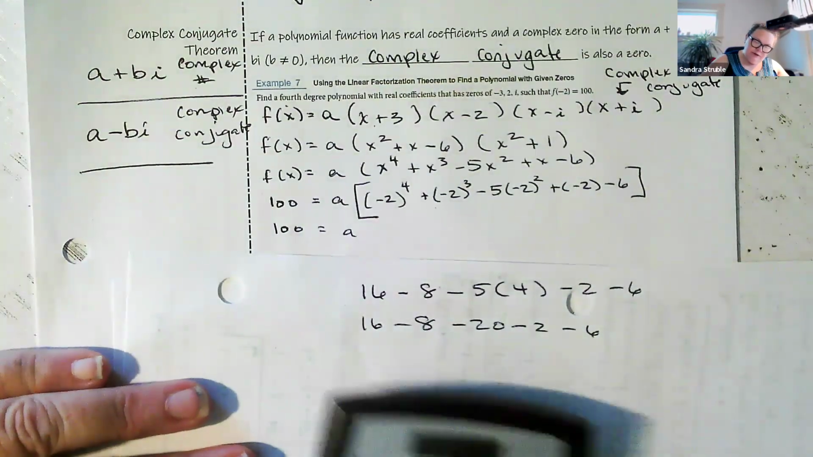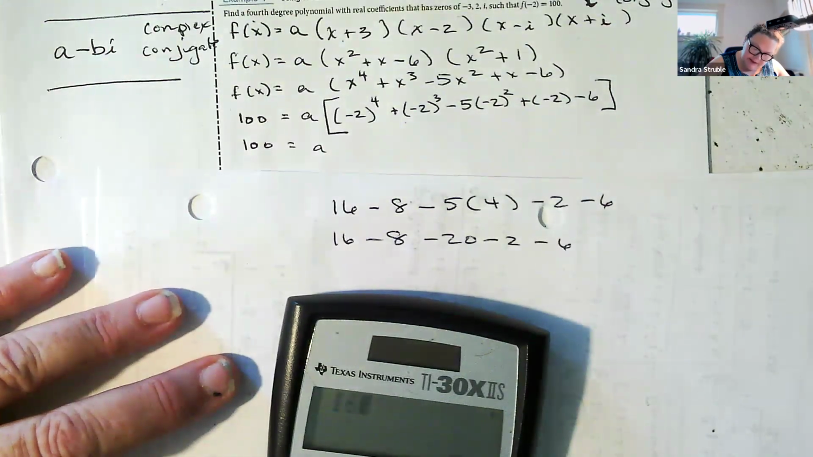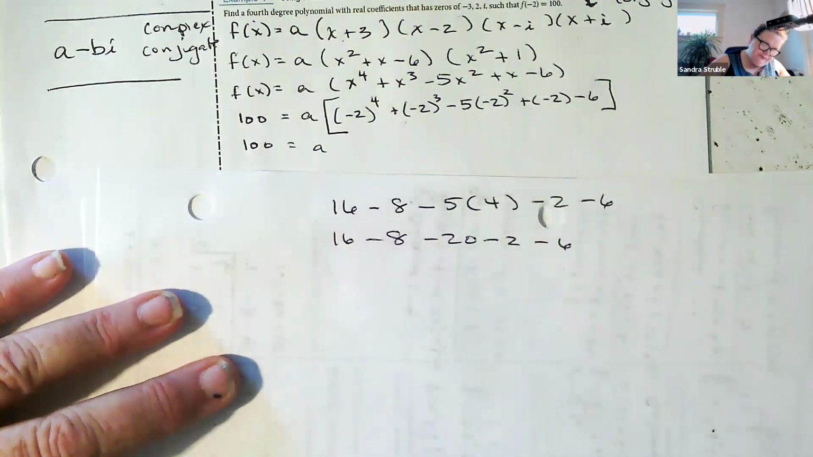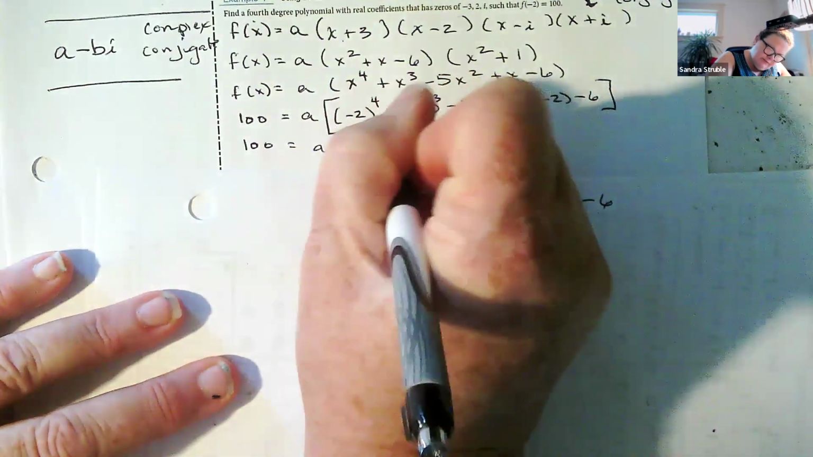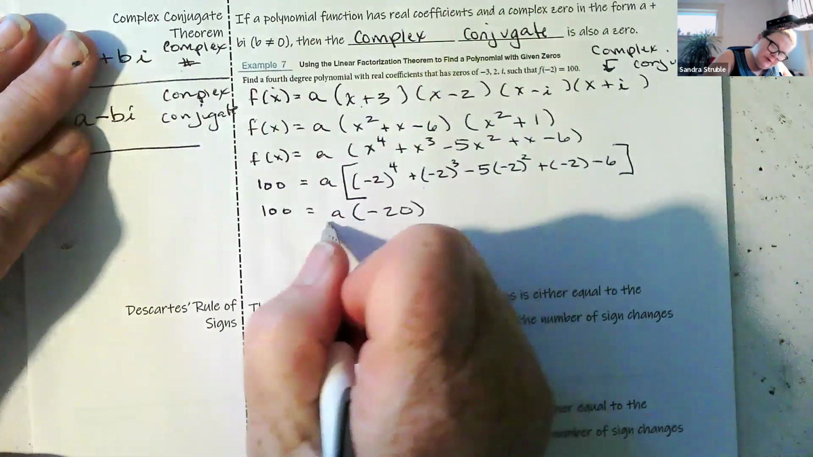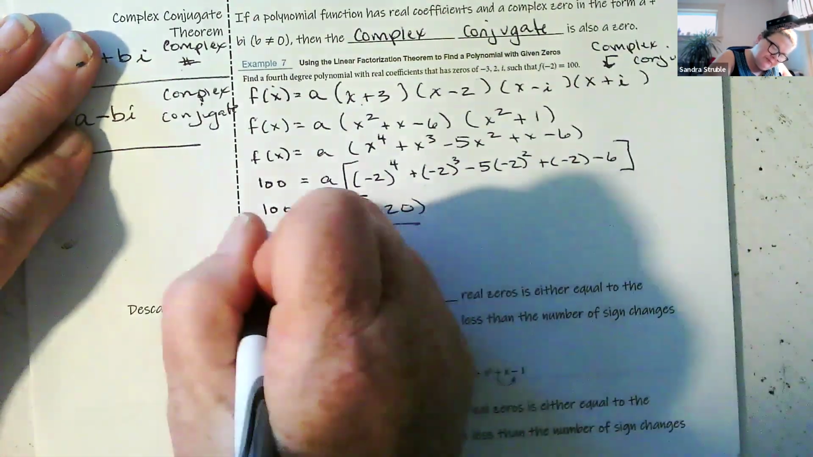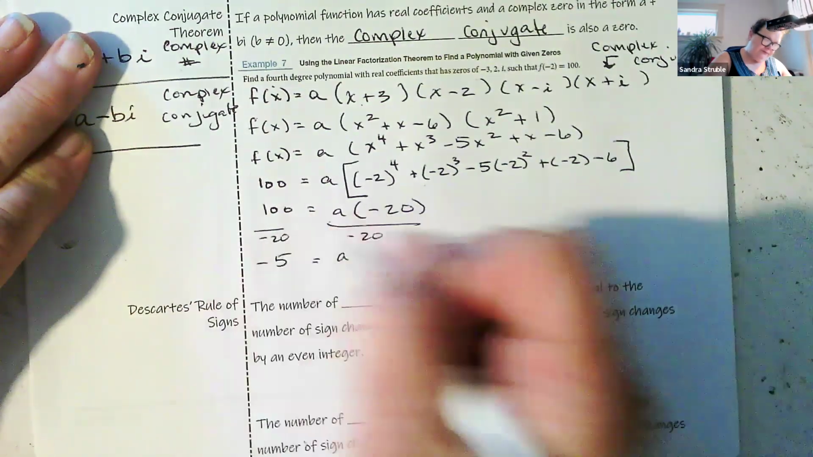Let's just throw that in the calculator and see what we get. 16 minus 8 minus 20 minus 2 minus 6. And I got -20. So this is times -20. Dividing both sides by -20, A is equal to -5.